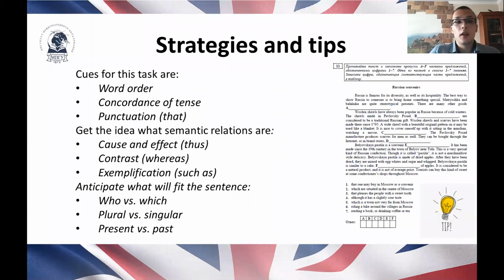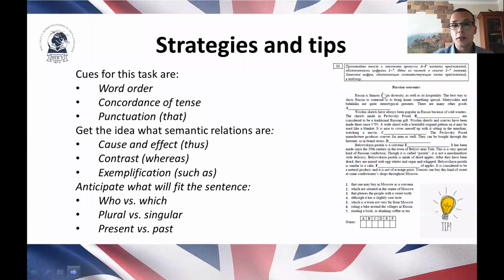And the last, you have to anticipate what will fit the sentence. It can be "who" or "which", and if we put "who", it means that before there was a person or a group of people. If we put plural or singular, we also have concordance of number. And the last one, present or past, as I already mentioned, is also important to have a look at beforehand when we put the gap and the element.